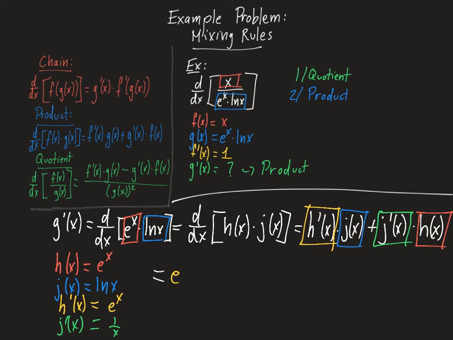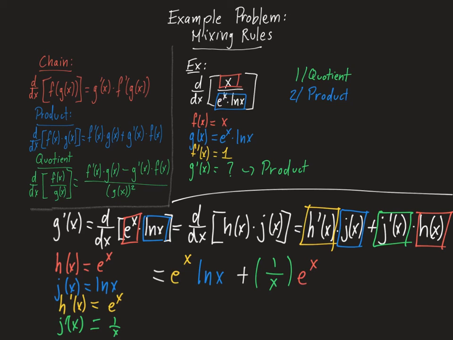I see that we have first off h prime of x, which is e to the x. This is being multiplied by j of x, which is natural log of x. Then we have an addition symbol. Then we have j prime of x. I'll put the parentheses here because this is 1 over x. And that's being multiplied by h of x, which is e to the x.